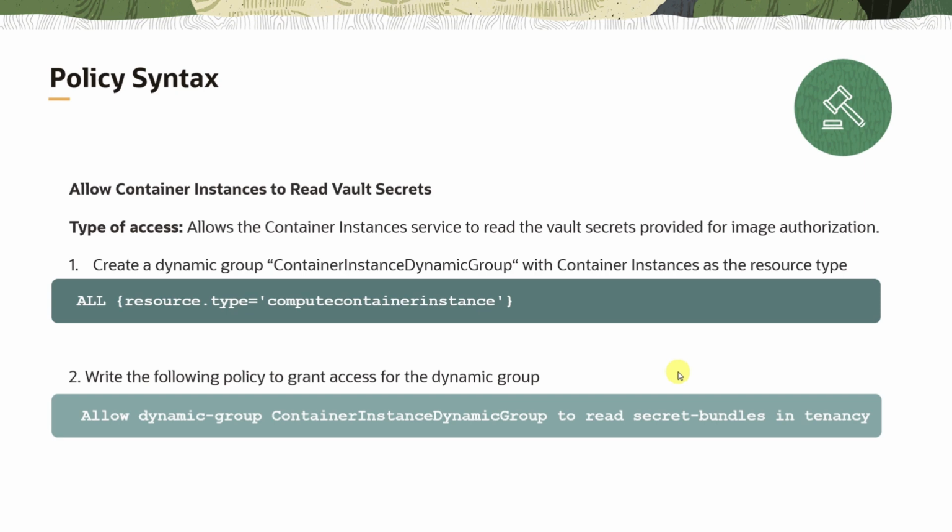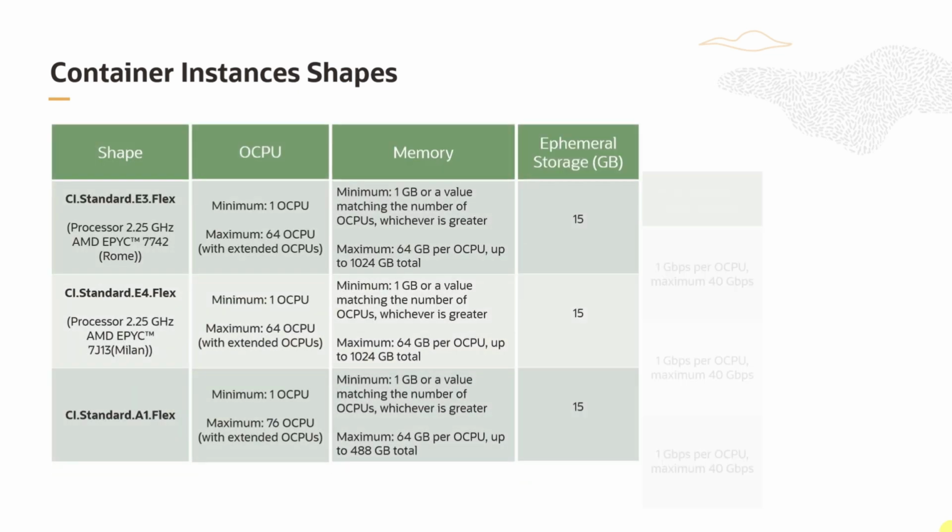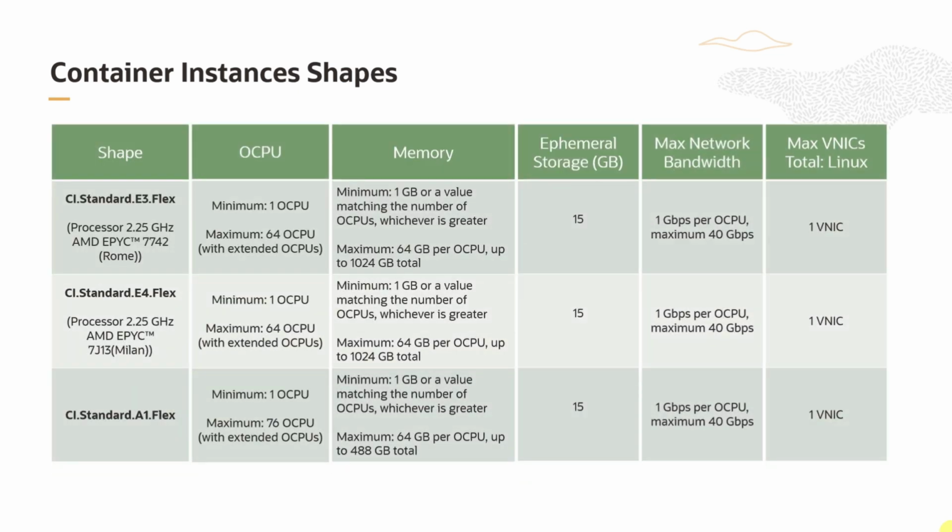It is important to note that these policies provide broad access by default. However, you can utilize standard IAM policy mechanisms to refine the permissions, such as restricting access to specific container instances or secrets within the compartment instead of tenancy. Let's take a look at container instance shapes that are managed by OCI.